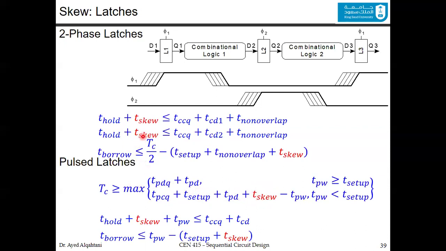Now, what's the effect of the skew on the time borrowed? You know that the time borrowed is half the cycle in the two-phase latches minus sometimes the non-overlap and the setup, and also you take out the skew. Similarly here, it is the pulse width, and you take out the setup from it, and you also take out the skew. So in the borrow, the skew becomes associated with the setup. Also here, the skew is associated with the setup.